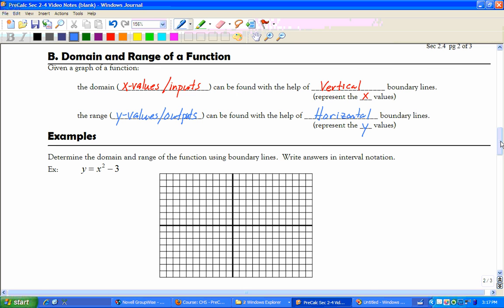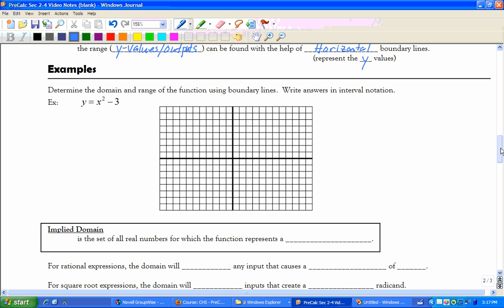So let's take a look at the graph of y is equal to x squared minus 3. And again, you can go through a t-table, figure out points to plot. I'm just going to list those out. Negative 3, 6; negative 2, 1; negative 1, negative 2; 0, negative 3; 1, negative 2; 2, 1; and 3, 6. And we know since this is a squared function, it's going to be a parabola.